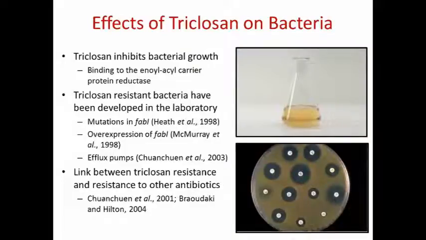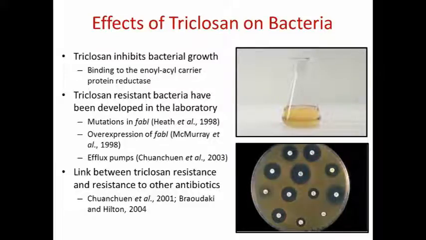And what do we know about triclosan effects on bacteria? So from previous studies, we know that triclosan is toxic. Its mode of action is that it binds to a particular enzyme, this enzyme up here, this enoyl acyl carrier protein reductase, which is involved in lipid synthesis. So it binds to and inactivates this enzyme. Bacteria can't make lipids. If they can't make lipids, they can't make cell membranes. They can't grow. So it inhibits bacterial growth by binding to this one particular enzyme.